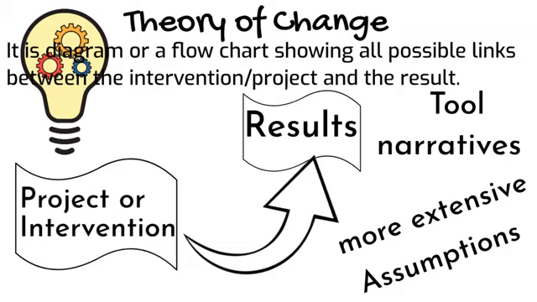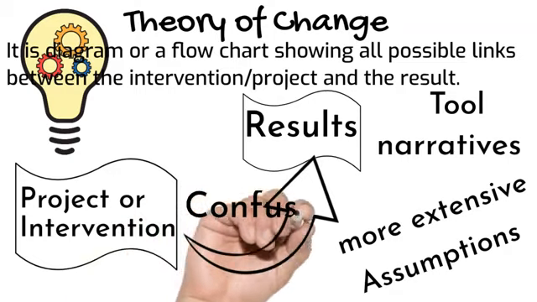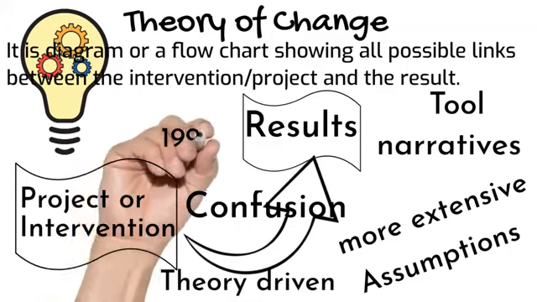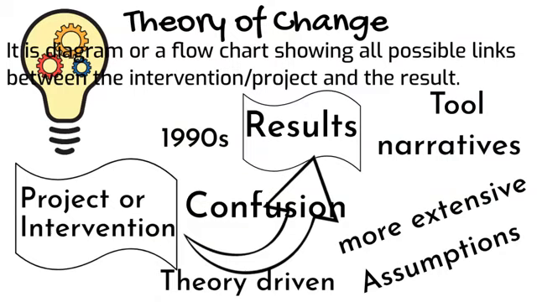So, with too many assumptions, it can cause a lot of confusion and can lead the team in many different directions. The critics of theory of change point out that it is more theory driven, and it is unclear whether it really evaluates the program itself or the program's underlying theory. Nevertheless, theory of change, which emerged in the 1990s, is one of the ways for planning, monitoring, and evaluating a project.